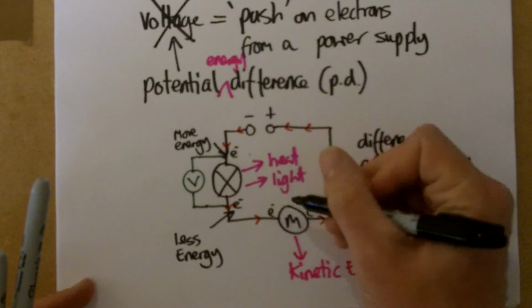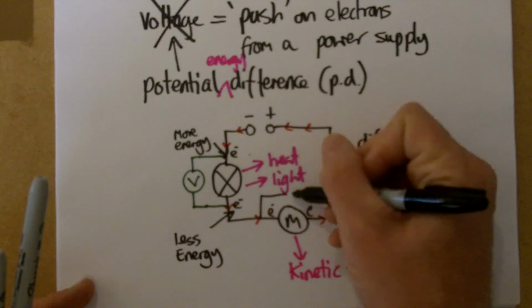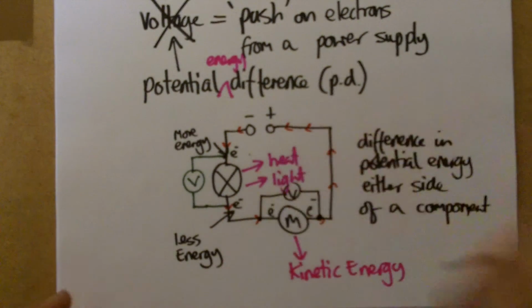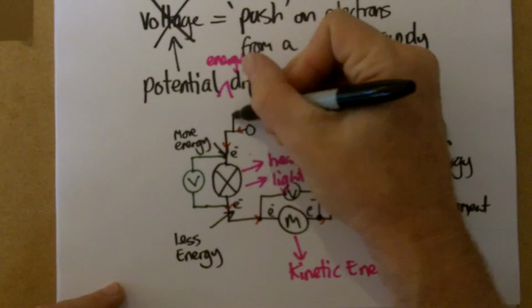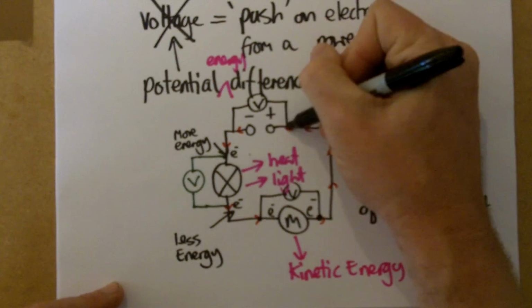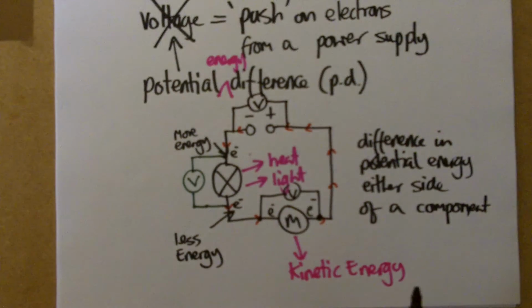And if I measure the potential difference by putting a voltmeter in there, what I'm doing is I'm measuring how much energy has been removed from the circuit. If I put a voltmeter across here, then I'm measuring how much energy has been put into the circuit.